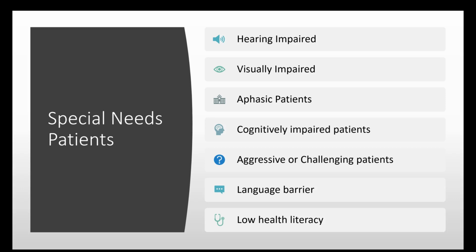Language barrier, this is the same thing as with our hearing impaired patients. When we use translation services, we always have to use a translation service for our language barrier patients.